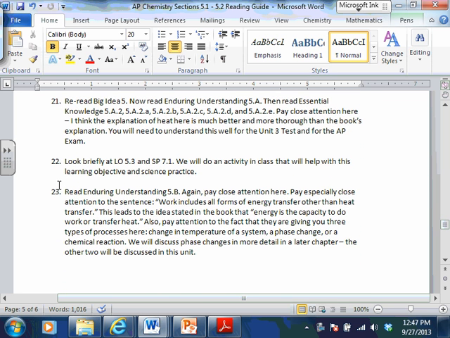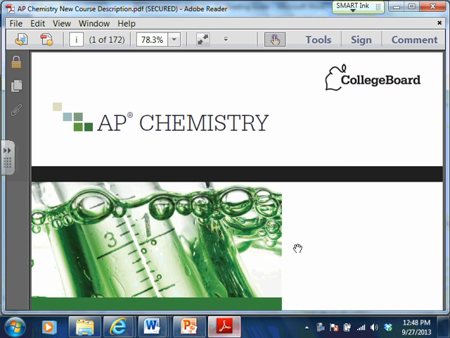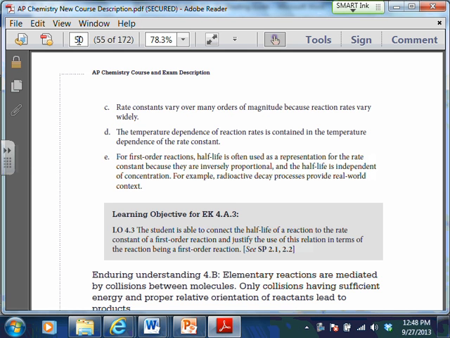Now, I do want to look at this, though, because their explanation of heat is just better than the book's explanation of heat. So I want you to see this, okay? So that's 5A, 2A. Pull that up real quick. Let's take a guess here. Oh, that wasn't too bad.